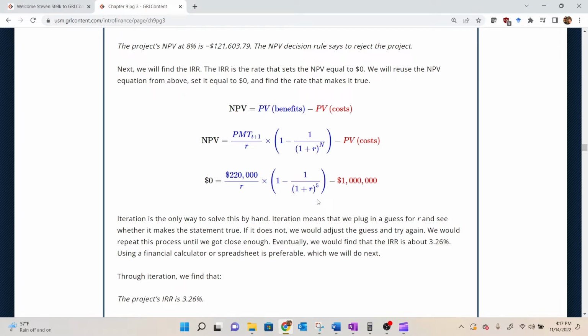So just kind of look at it and go, gosh, I don't know, let me start with 10%. So you plug in 0.1 for R, see if it happens to make this thing equal 0. Depending on if the number comes out positive or negative, you make a higher or lower guess, and you just keep going until you get it right.